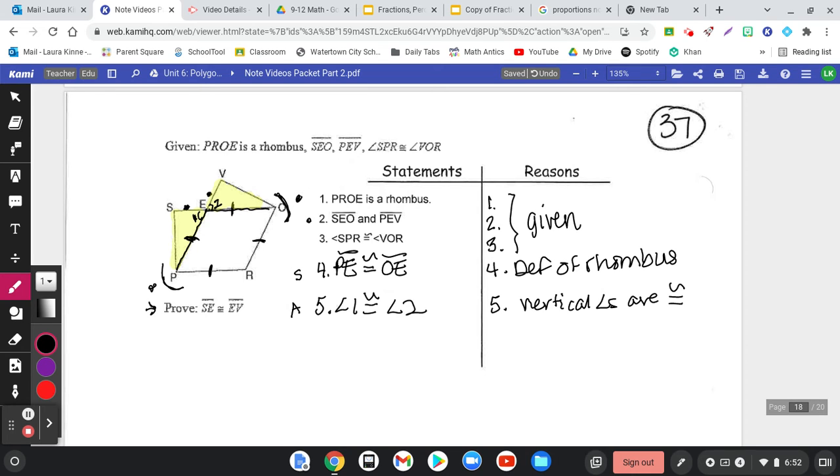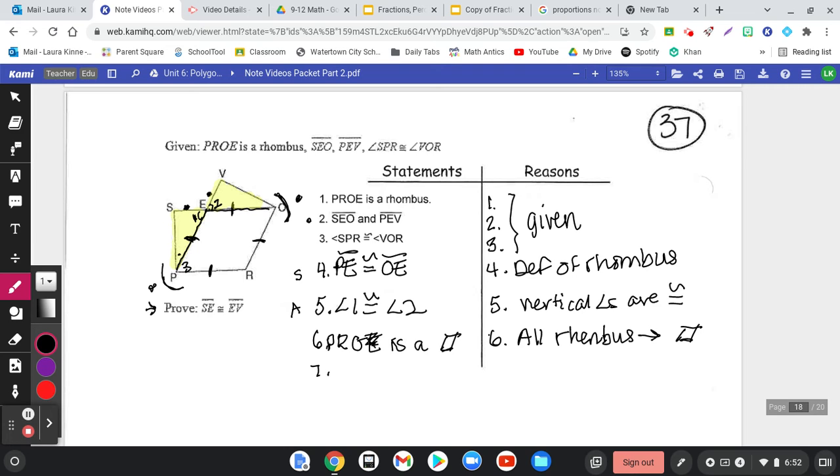Now, that's the whole thing. We need to get inside of here. So the first thing I'm going to do is say, because remember, a rhombus is a parallelogram. So I'm going to say PROE. Oh my gosh, that's PROE. Is a parallelogram. And the reason, rhombus are parallelograms. Okay?